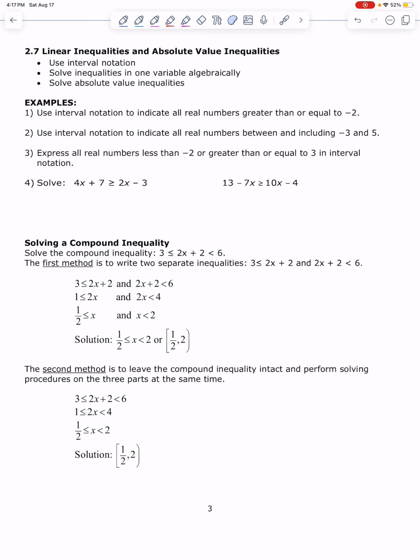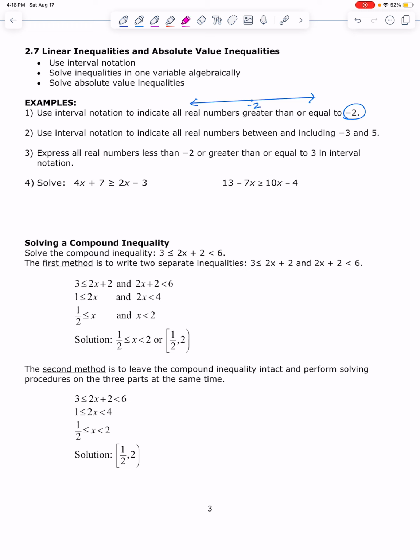Here are some examples to review the interval notation concept. Use interval notation to indicate all real numbers greater than or equal to -2. The easiest way to do this is to represent this on a number line, an open number line. So here is my open number line, which means it doesn't have any numbers. We're going to put -2 on any spot. I'm going to put it right here.